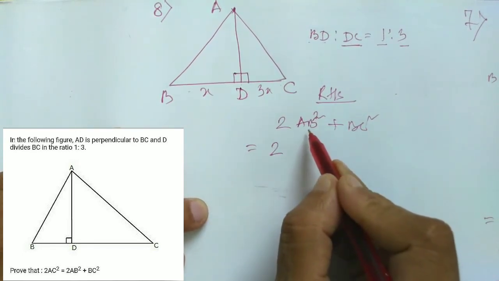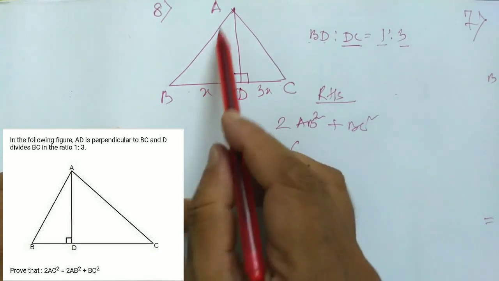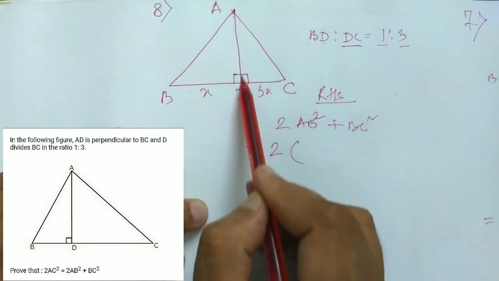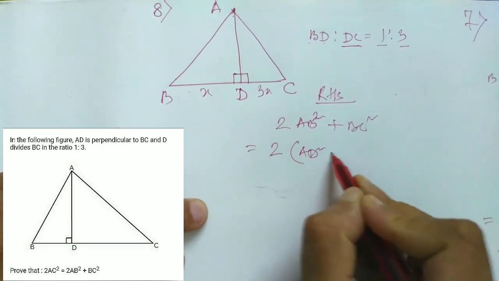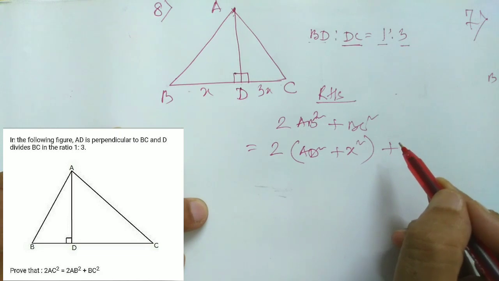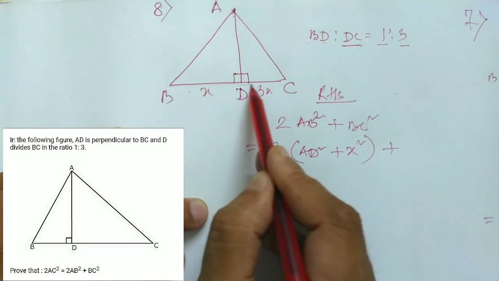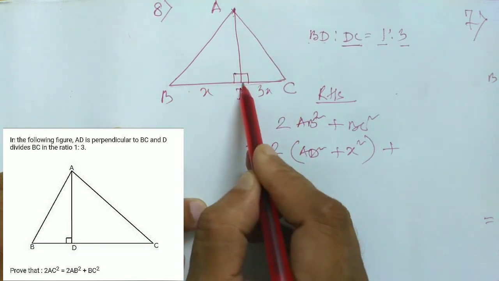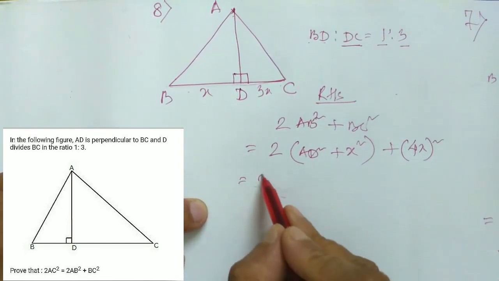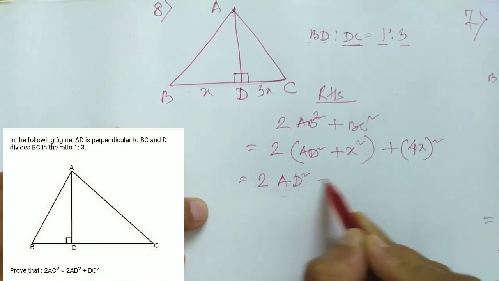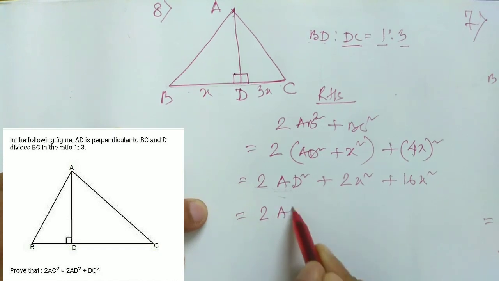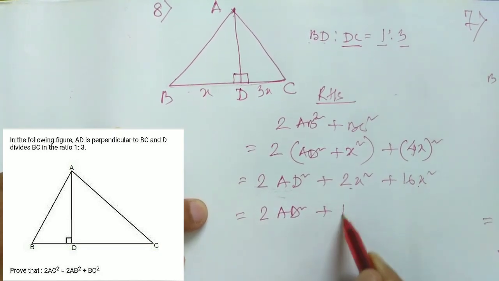Now 2AB square. Instead of AB square, I can write, this is AB, that is the hypotenuse. So hypotenuse square equal to perpendicular square plus base square. I mean AD square plus BD square. What is BD? X. So let us utilize it. X square plus BC square. You can see BC, this complete one is BC. So what is the value of BC? This is X and this is 3X. So BC is 4X. So let us write 4X whole square. Now 2AD square plus 2 into X square plus 16X square. So 2AD square plus 18X square.